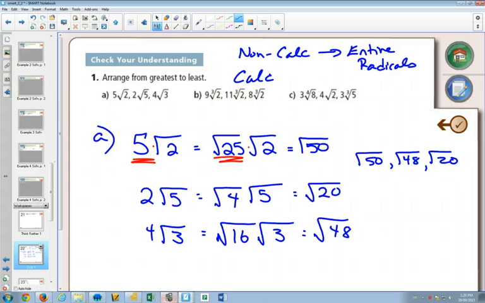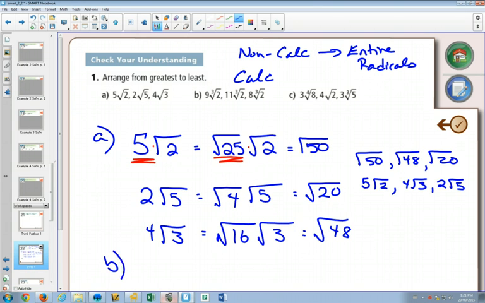Or if you wanted to write them as their mixed radicals, we would start with 5 root 2, then 4 root 3, and finally 2 root 5. And that would order them from greatest to least. So this one you could do with a non-calculator.